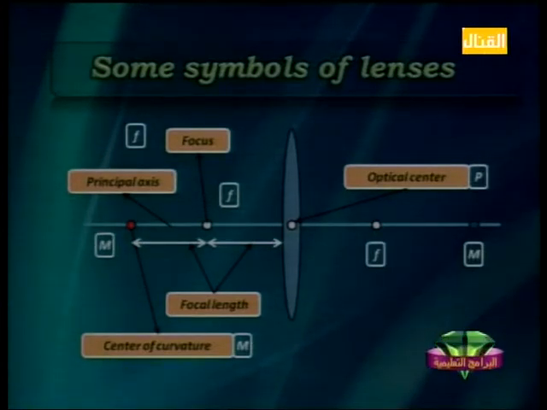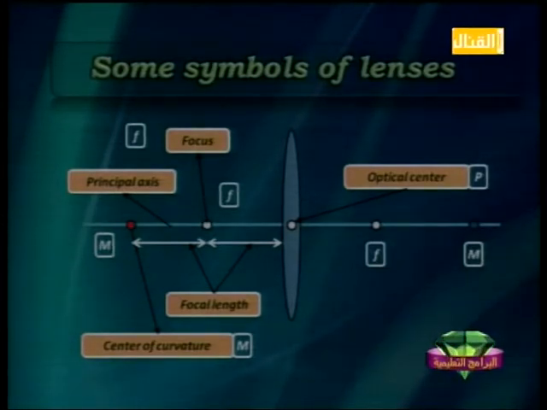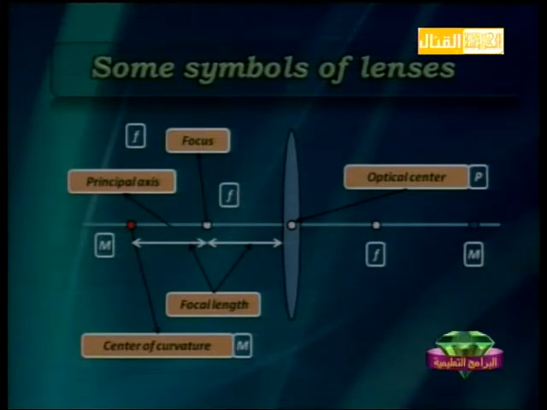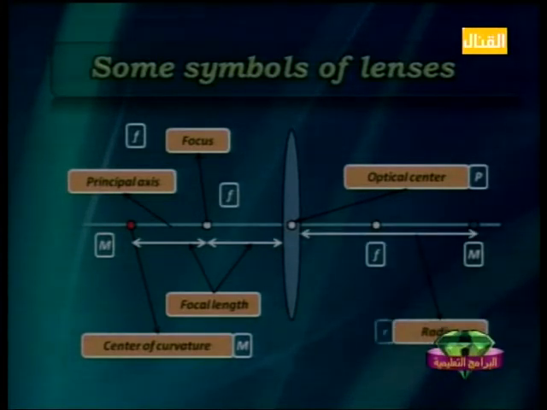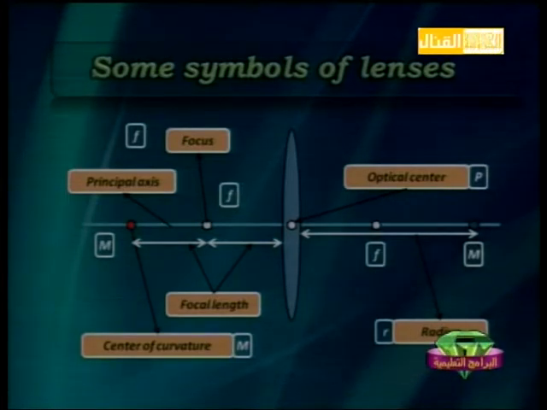And we have another focal length, the distance between the focus and the center of curvature. They are equal to each other, so each one is called the focal length. But the distance between the optical center and the center of curvature is called the radius, and it has the symbol R.